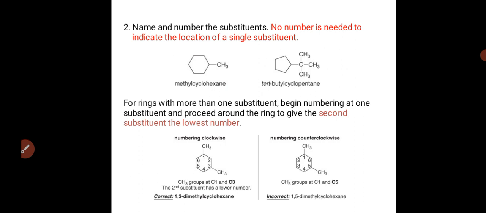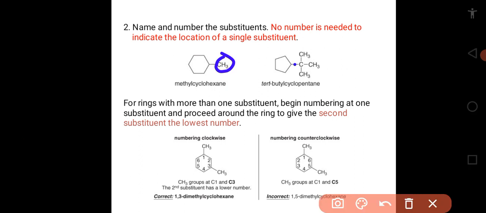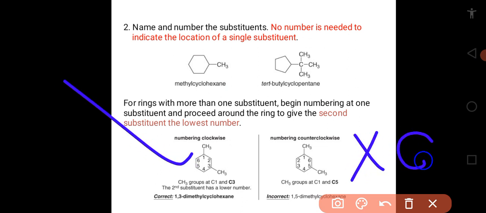So which one has the lowest number? 1 plus 3 we have 4, and 1 plus 5 we have 6. So the one with the lowest will be considered correct. Therefore this one is correct and this one is wrong, because this one gives you 6 and this one gives you 4.